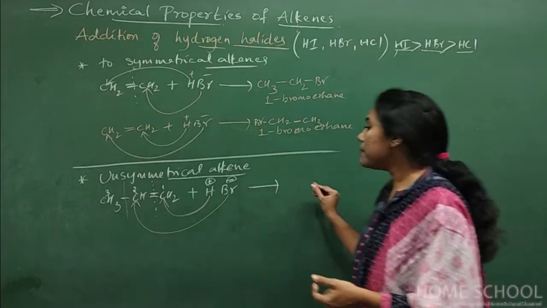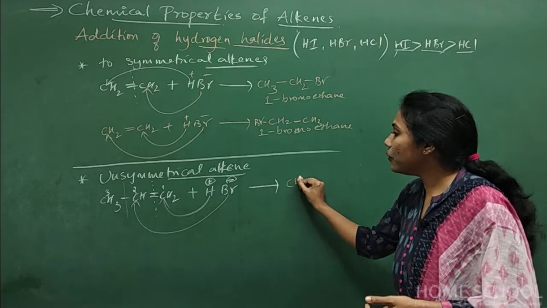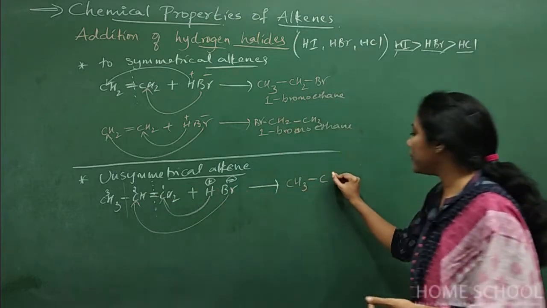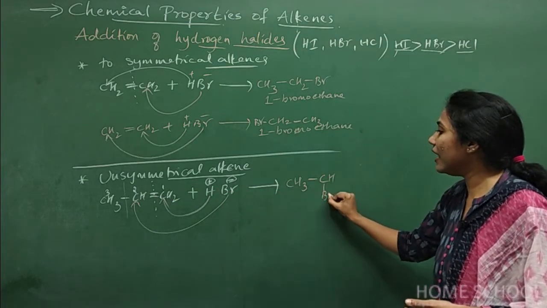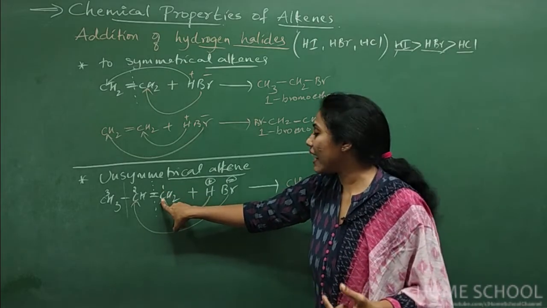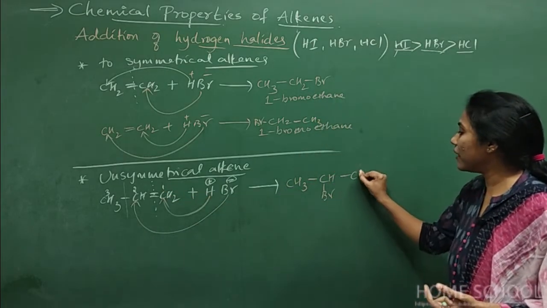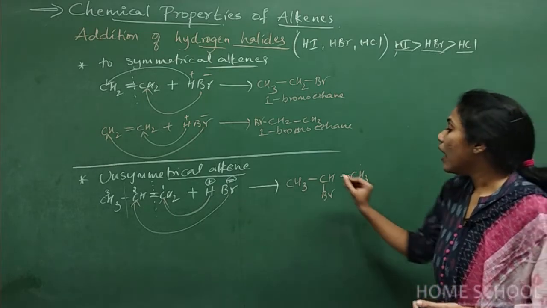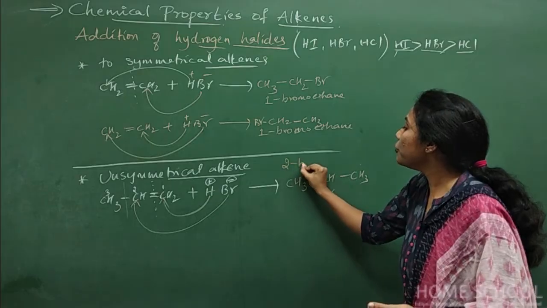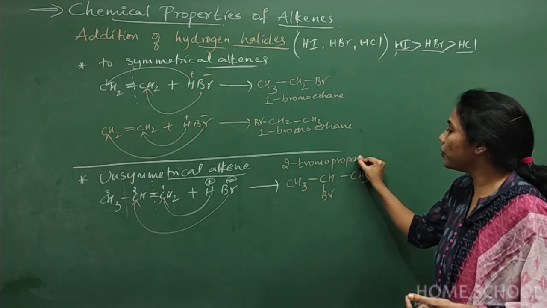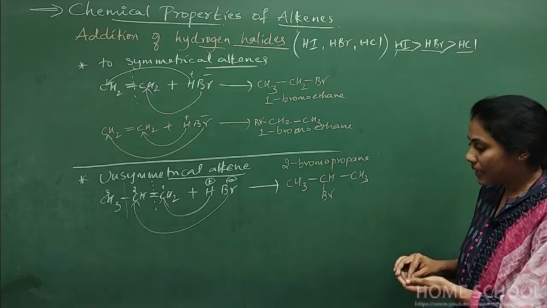In this case, observe the product you will get. You will get CH3, and Br is added to the second carbon, so CHBr, and the double bond became a single bond. For the first carbon I added H plus, so that fellow will become CH3. If I name this compound, it is 2-bromopropane, isn't it? 2-bromopropane I will get.